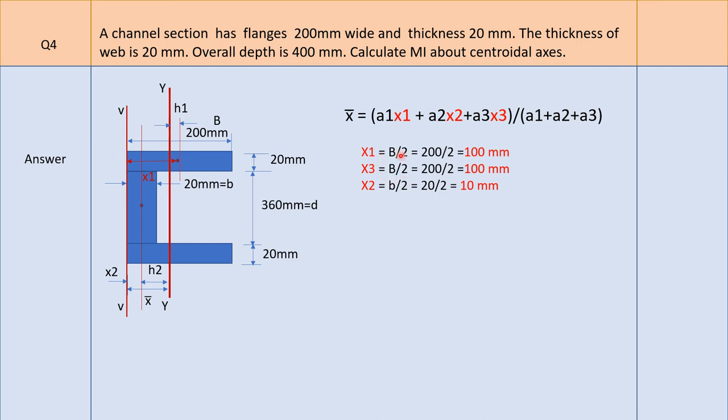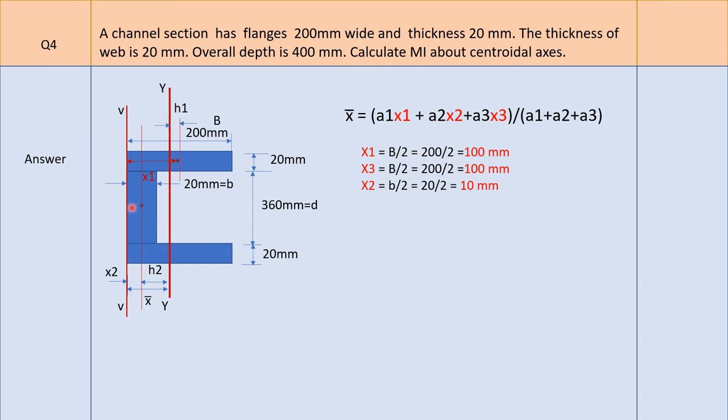Now x1 will be b by 2. Capital B is 200, and from here to here this distance is x1, and it will be b by 2, that is 200 by 2 equal to 100 mm. Similarly it will be the same for the bottom, because this width is also 200 and this depth is 20. So x3 also will be b by 2, that is 200 by 2 equal to 100 mm for this bottom rectangle.